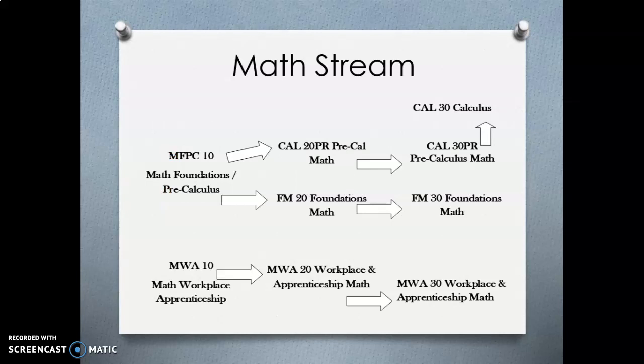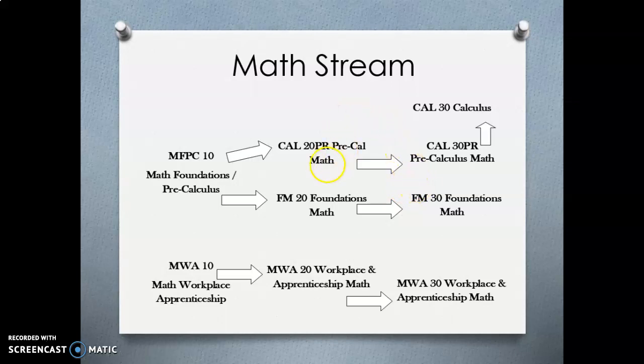Now, this is really important for the math streams. Math Foundations pre-calculus, again, leads into different streams. So this is the grade 10 class. You can either go into Math Pre-Calculus or Math Foundations from the 10. Then from there, it's really important that you know that you can't just jump up or jump down. If I do pre-calculus math, I can't do 30 foundations. I have to do the 20 foundations math to do then the 30, and that's my 30 level credit.